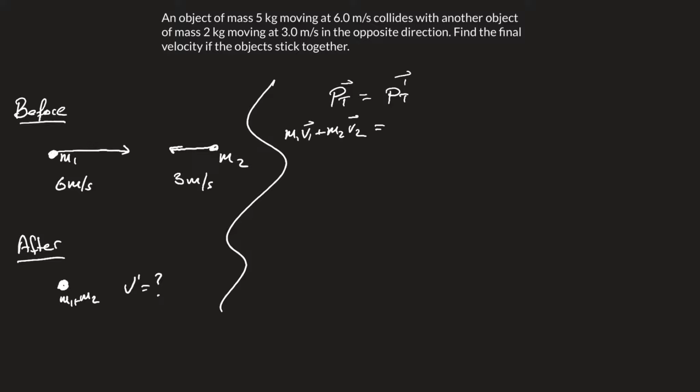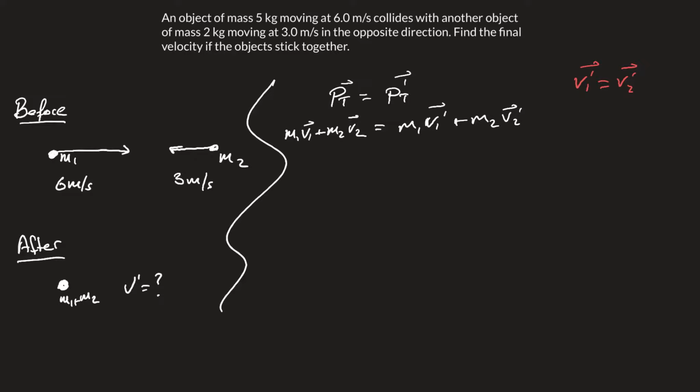Our values at the end are going to be m1 v1 prime, so whatever the new velocity of the first thing is, plus m2 v2 prime. But we also know that v1 prime is going to be equal to v2 prime. They're going to share the same velocity because they're stuck together.